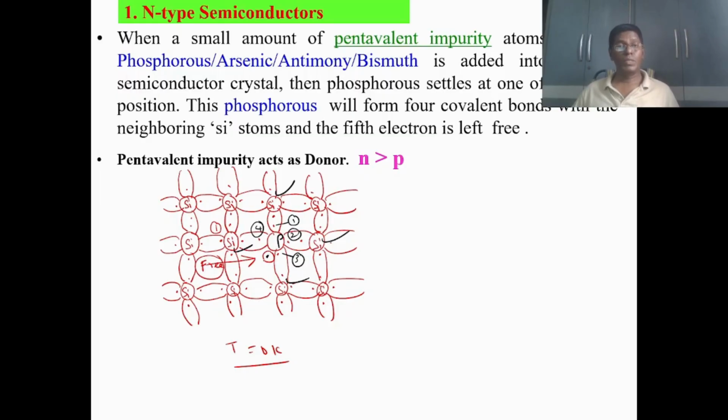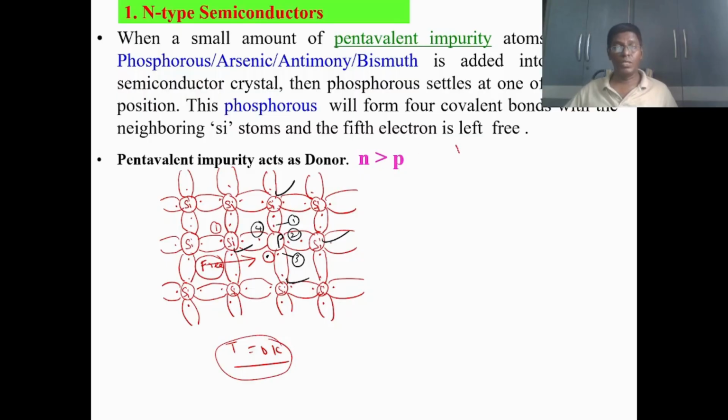Therefore, the phosphorus nature is called a donor nature. This donor electron is available just below the bottom of the conduction band. I will explain this using the energy band diagram in the upcoming session. Okay, now this is our output at the temperature T equal to 0 Kelvin.